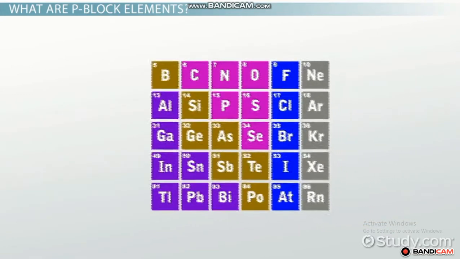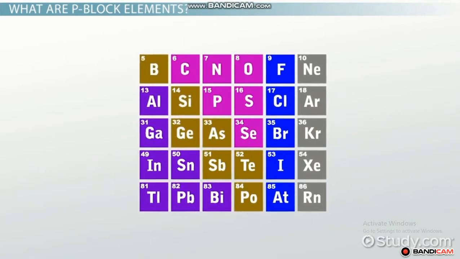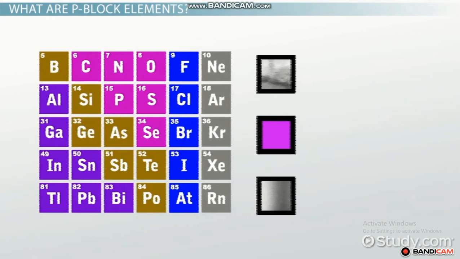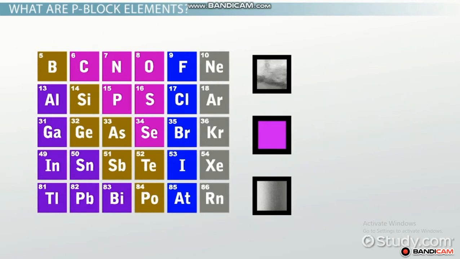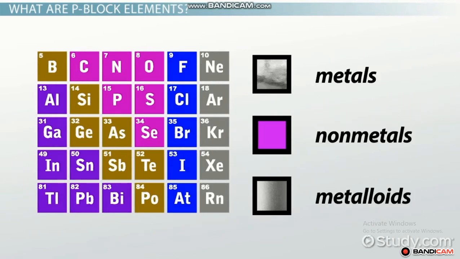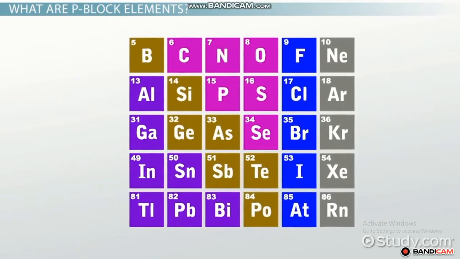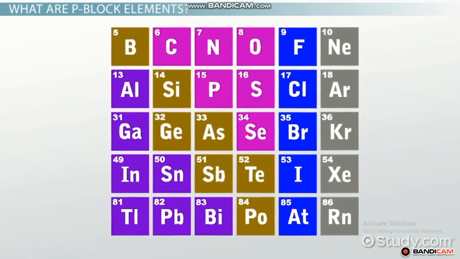There are 35 elements that live in the p block, which can be seen here. The p block is home to the biggest variety of elements and is the only block that contains all 3 types of elements: metals, nonmetals, and metalloids. Generally, the p block elements are best described in terms of element type or column number.